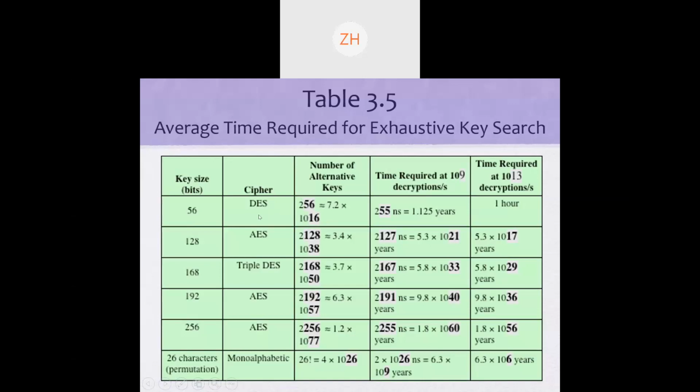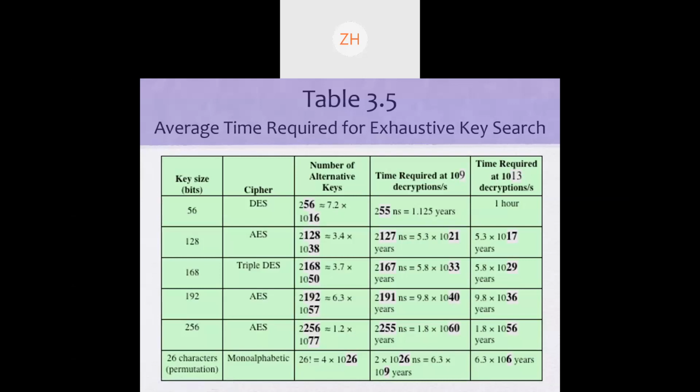Like here, the first row, 2 to the power of 56 equals 7.2 times 10 to the power of 16. Here, 2 to the power of 55 nanoseconds. This one 10 to the power of 9, 10 to the power of 13.